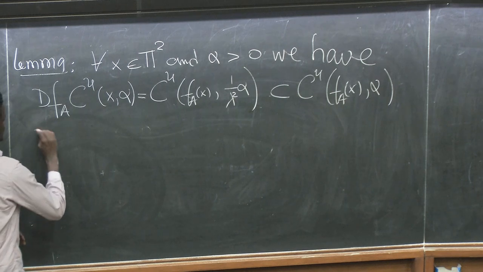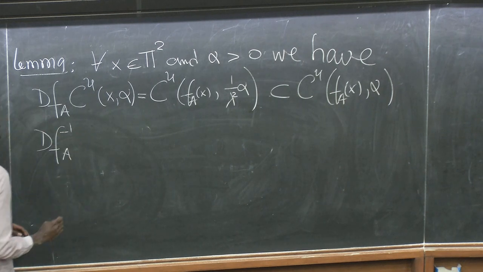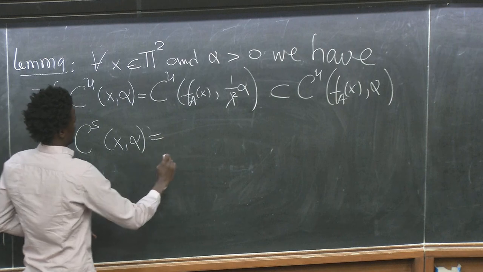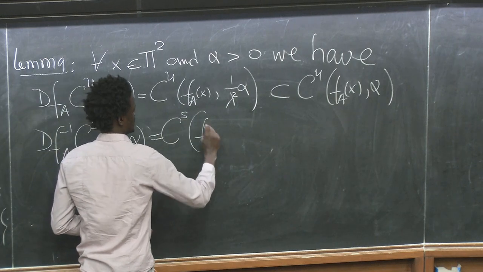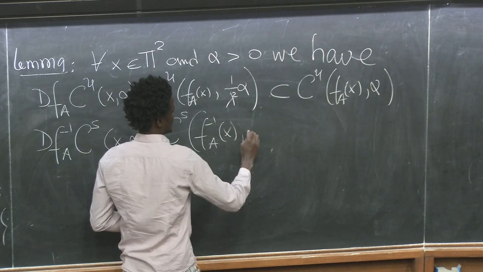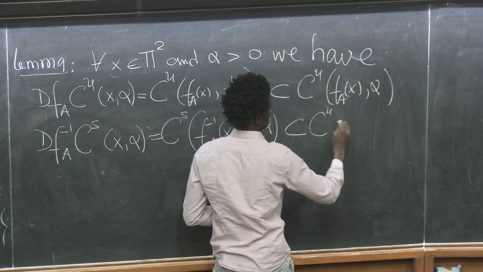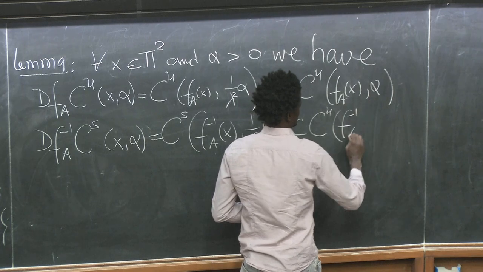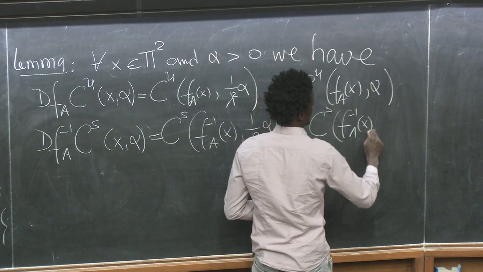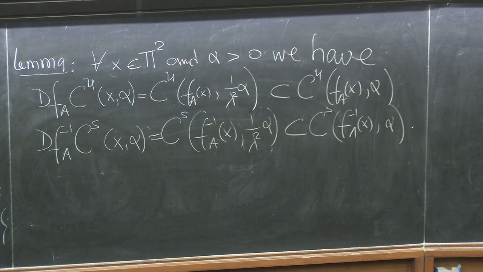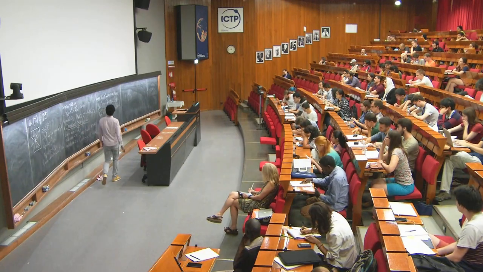Similarly, for the stable cone we have the invariance, but applying backward, it reads Cs at F minus 1 A x, 1 over lambda square alpha, which is inside the cone of angle alpha, strictly. This is a very important property of this cone, saying that the stable cone is invariant in backward and the unstable cone is invariant forward. Let me tell you what the picture is.